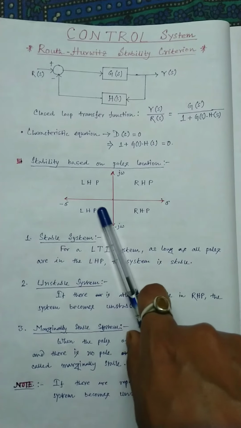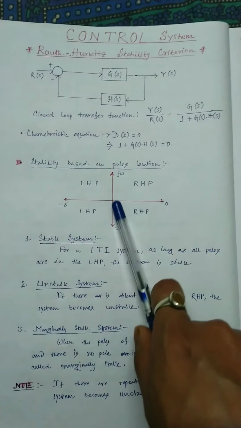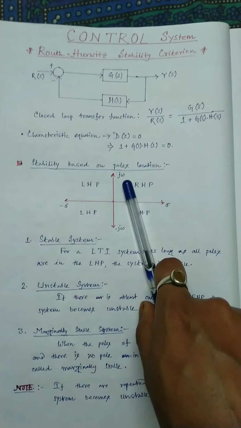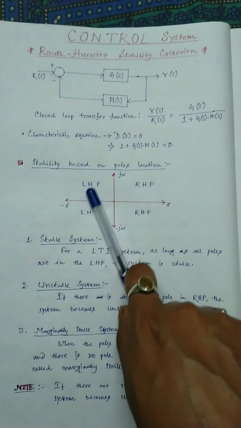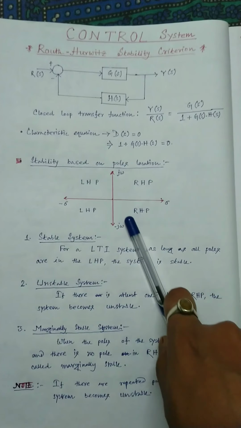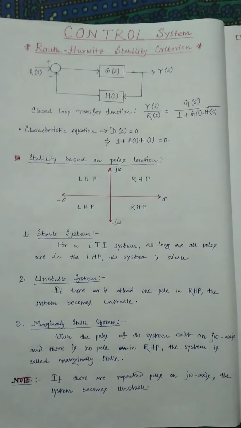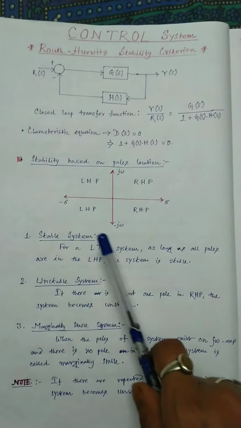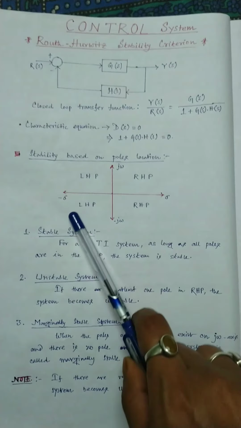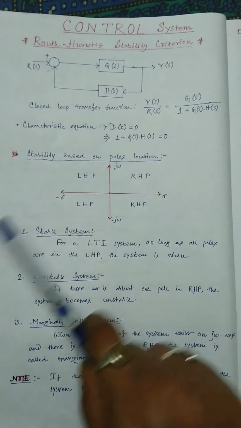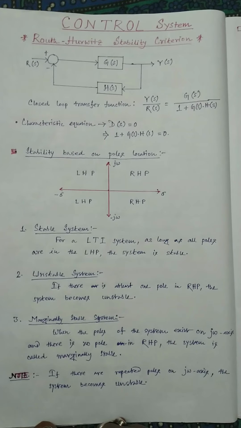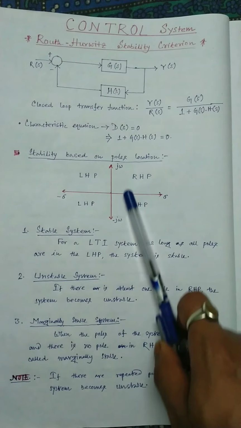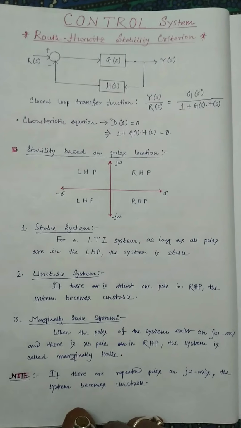Now you can see here the s plane, where the real axis is denoted by sigma and the imaginary axis is denoted by j omega. This is the left half plane and this is the right half plane. Now what is a stable system? For a linear time invariant system, as long as all poles are in this left side, the system is stable. And if there is at least one pole in the right half plane, then the system becomes unstable.